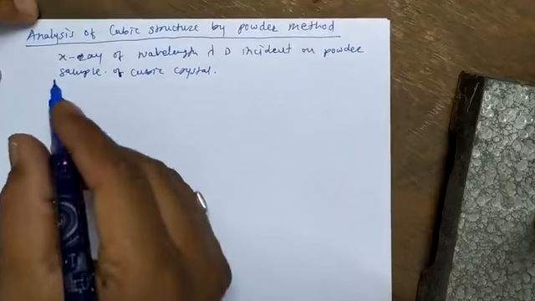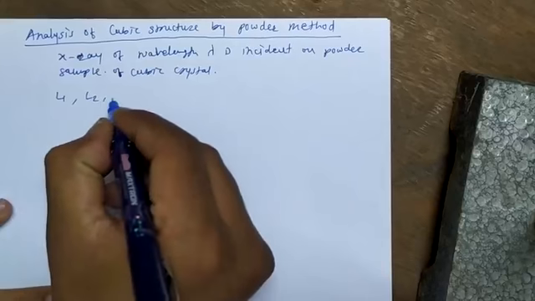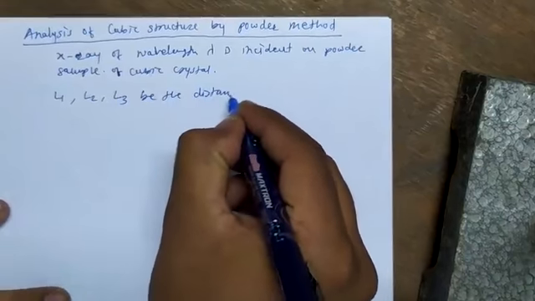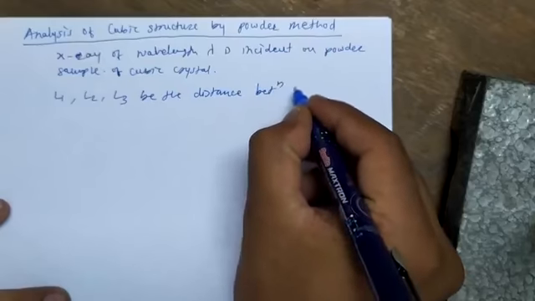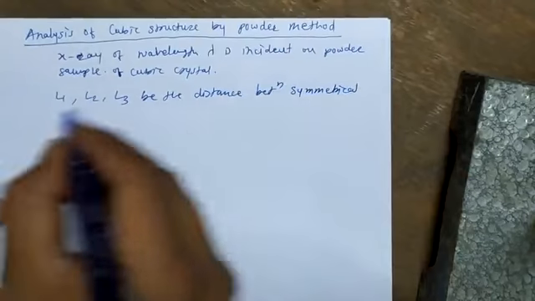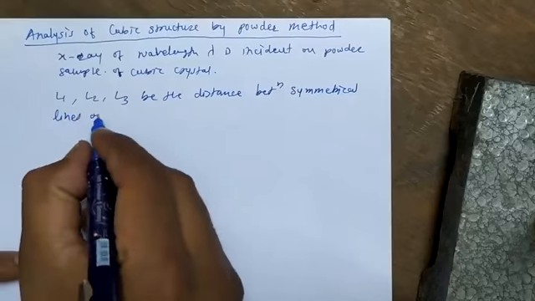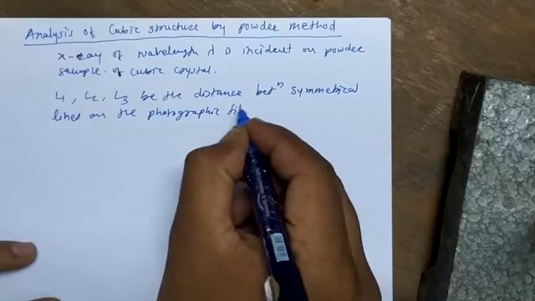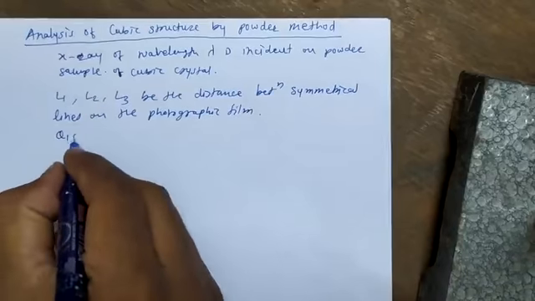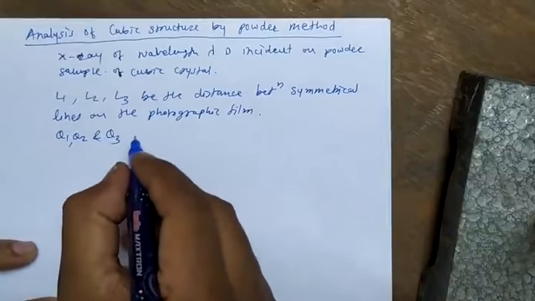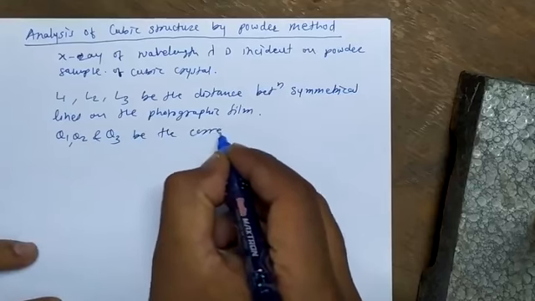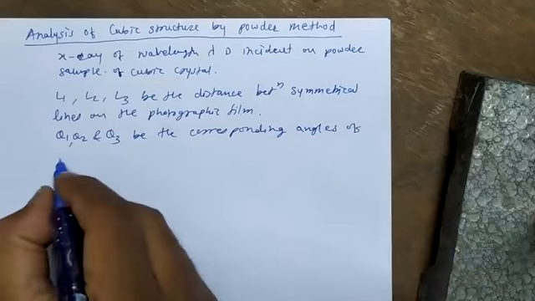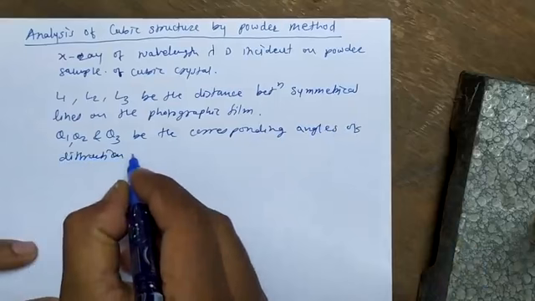Now suppose L1, L2, L3 be the distance between symmetrical lines on the photographic film, and theta 1, theta 2 and theta 3 be the corresponding angles of diffraction respectively.